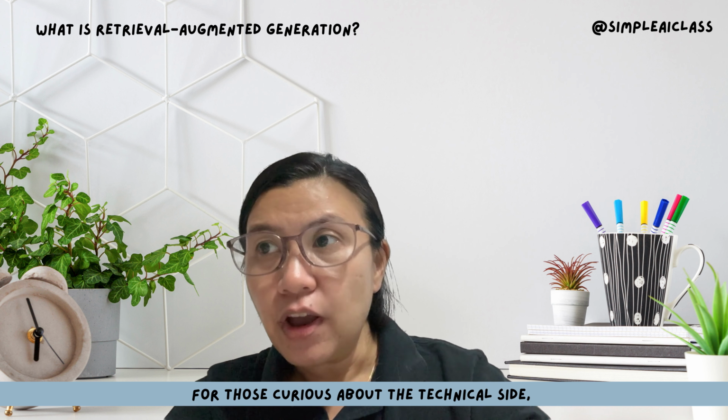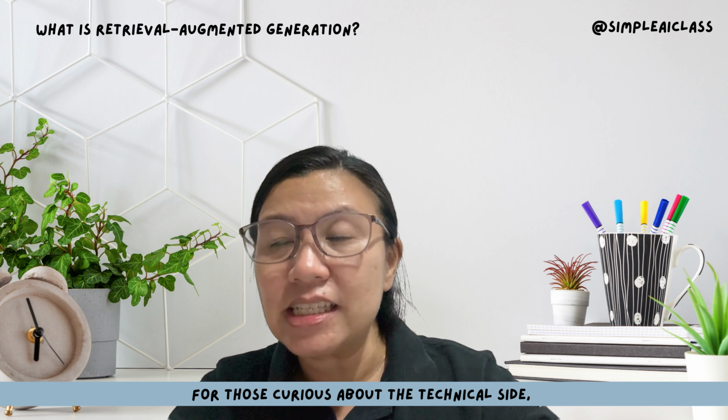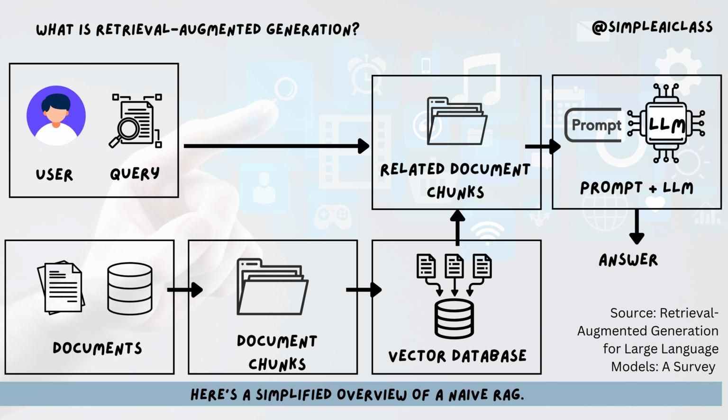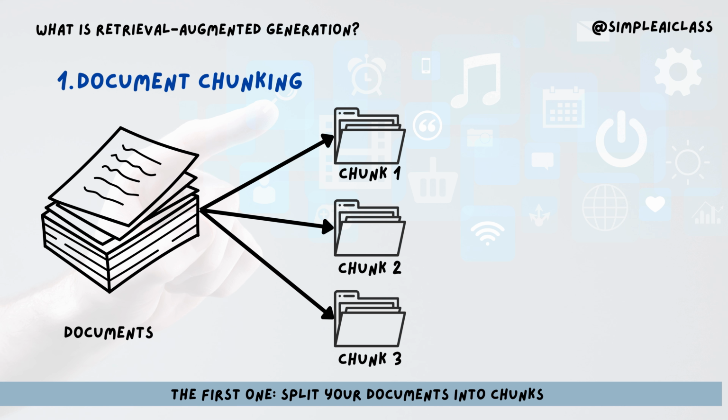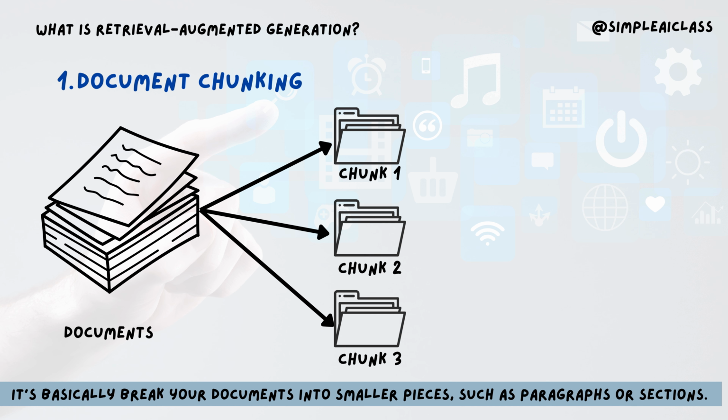Let's continue. For those curious about the technical side, here's a simplified overview of a naive RAG. It is the most basic, straightforward version of RAG, like RAG's first attempt at solving the problem. Here's how naive RAG works. The simple process can be divided into 5 steps. The first one, split your document into chunks. It's basically breaking your documents into smaller pieces such as paragraphs or sections.